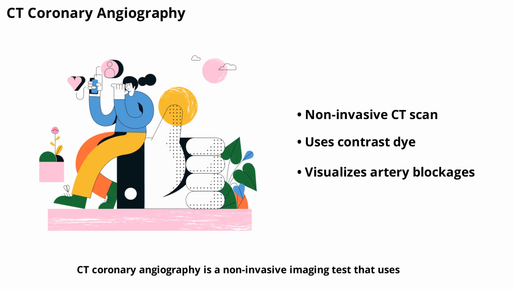CT coronary angiography is a non-invasive imaging test that uses a CT scanner and contrast dye to visualize the coronary arteries. It provides detailed pictures of the arteries, showing any narrowing or blockages. This test is often used when symptoms are unclear or when other tests suggest possible CAD. It's quick, accurate, and helps doctors plan further treatment if needed.